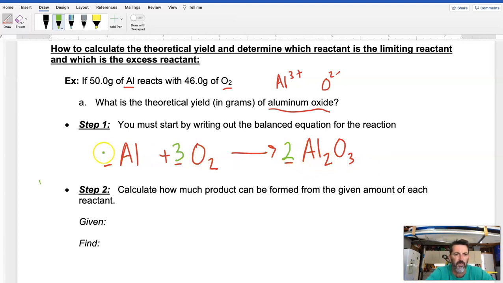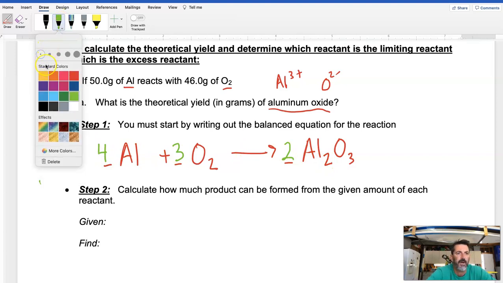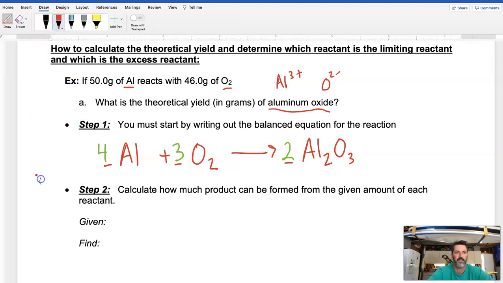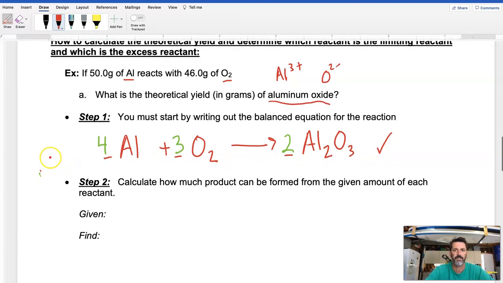2 times 2 is 4 aluminums, so I need to come back over and put a 4 there. So now my equation is balanced. But I always have to start by making sure I have a balanced equation.